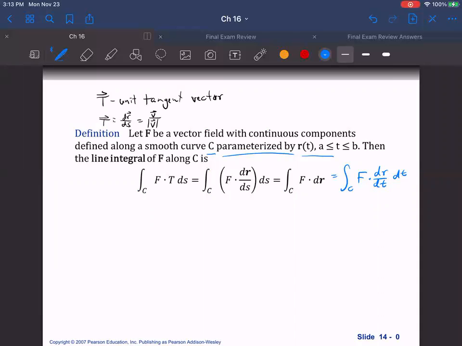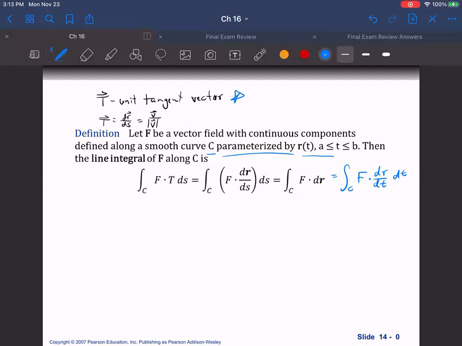Next, we have a definition here. Let F be a vector field with continuous components defined along a smooth curve C parameterized. So the curve is parameterized, not our function, by r of t, where t ranges from a to b. Then the line integral of F along C is F dotted with T, where T is the unit tangent vector.